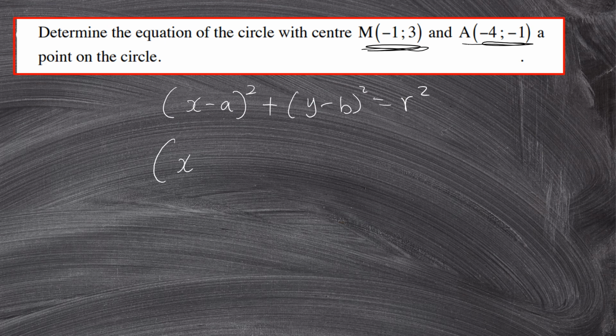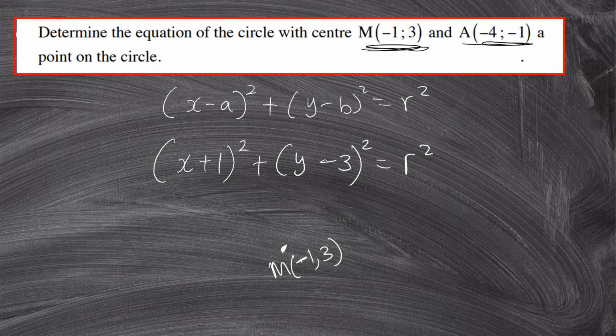We know that -1 forms part of our a. If it's negative, we just take it as positive. So it will be (x plus 1) squared plus (y minus 3) squared, because the 3 is positive, so it's going to be negative, is equal to r squared, which is our radius. Remember, the radius is the distance from the center, and we know that our center is M (-1, 3). And on the circumference we have point A, which is (-4, -1). So we can go and calculate our radius using the distance formula.